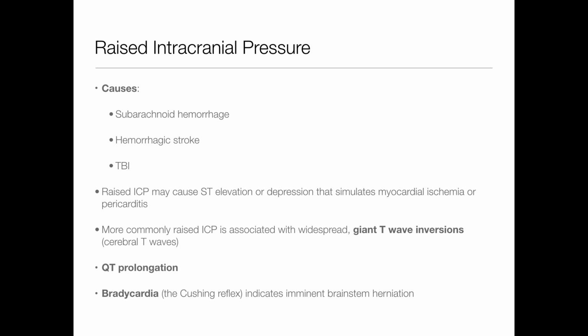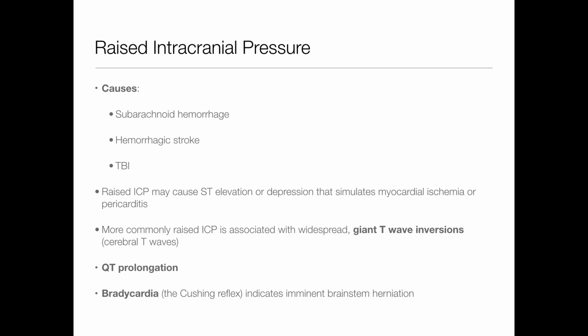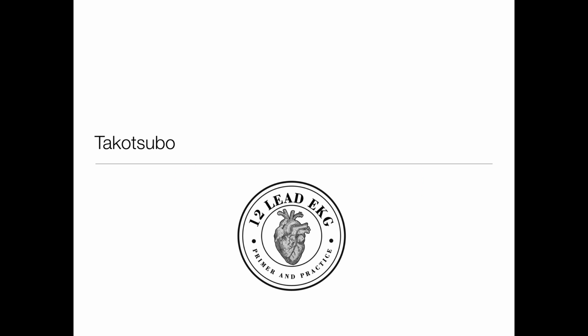But with raised intracranial pressure, you can see these giant T-wave inversions, and I'll show you those right now. Look down there where it says EKG changes with stroke. These humongously deep T-wave inversions are what you can see along with some ST elevation. You'll also see QT prolongation with raised intracranial pressure and some bradycardia, which is part of the Cushing reflex. So raised intracranial pressure, something you can keep in your differential, but like I said, these patients are going to come in with some mental status change and something else in the history.